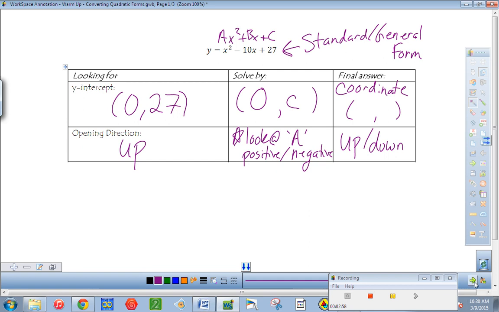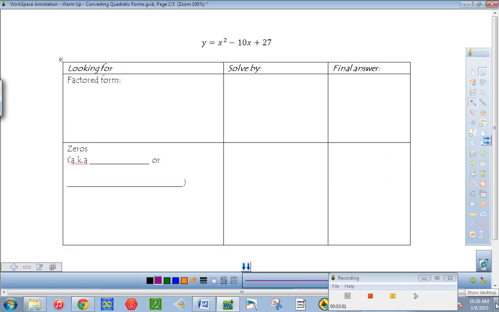Alright. What if we are looking for factored form? What does factored form look like? Is it a coordinate? Is it an equation? Is it words? What is it? It is an equation. I can write that, I guess.